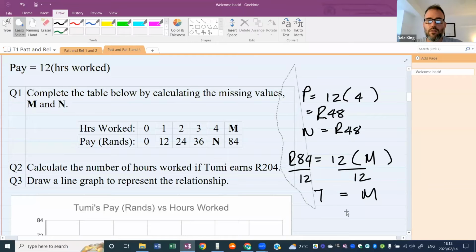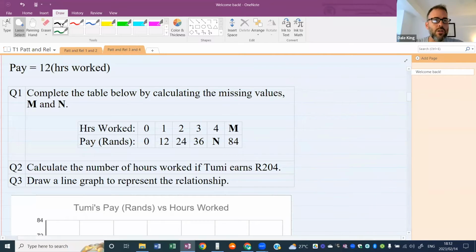All right. So let's remove this because we're going to answer the next question. The next question says, calculate the number of hours worked if Tumi earns 204 Rand. All right, let's see how fast you guys can do that. How many hours did Tumi work if the pay is 204 Rand?